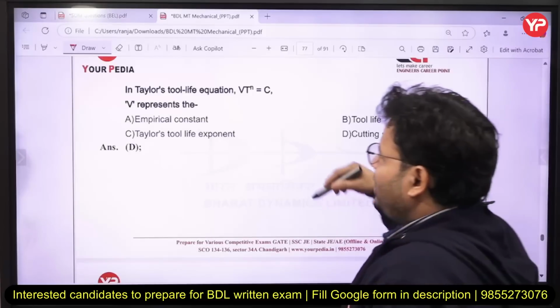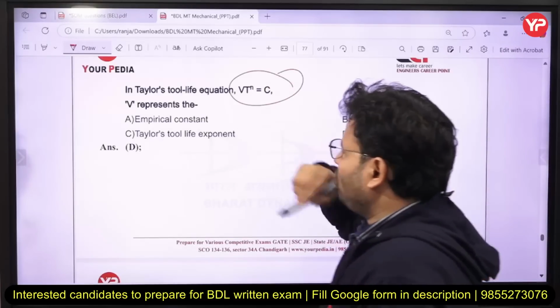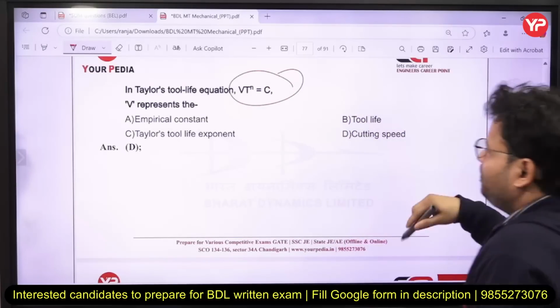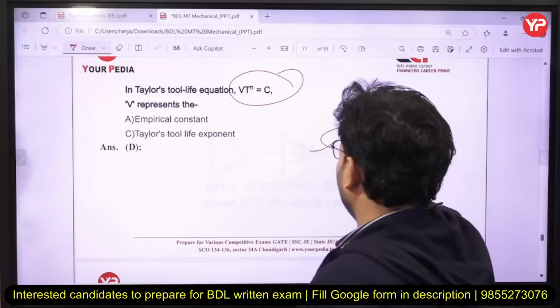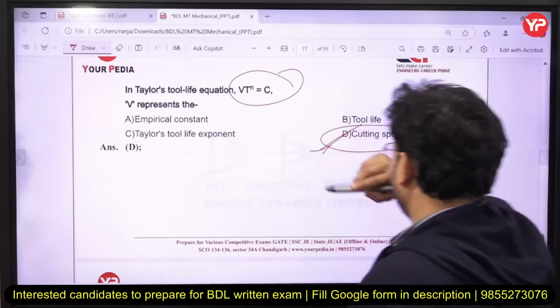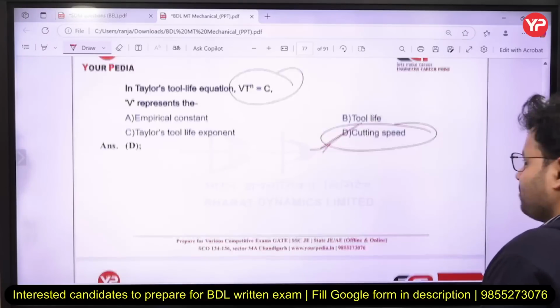Next, the Taylor tool life equation, V to the power n equals constant, where V represents the cutting speed. That is very frequently used. So this is going to indicate the cutting speed.